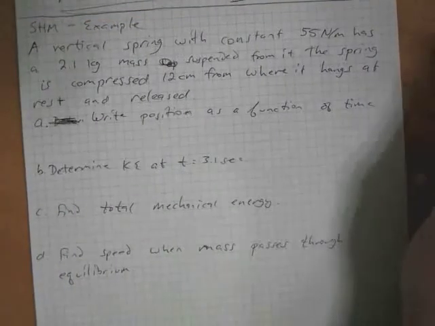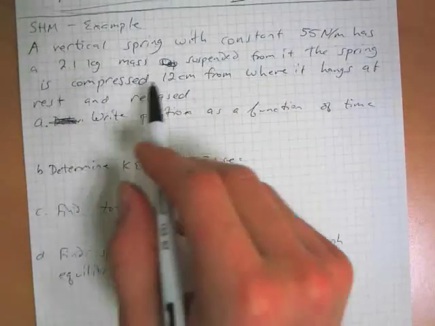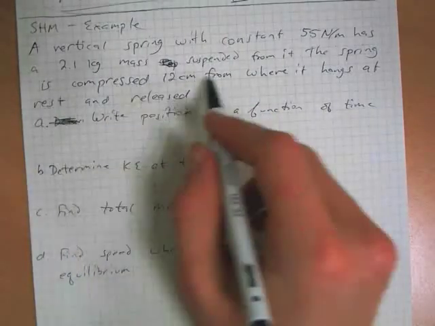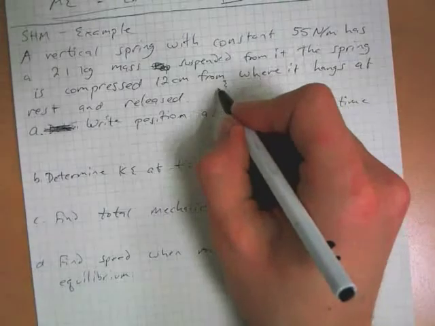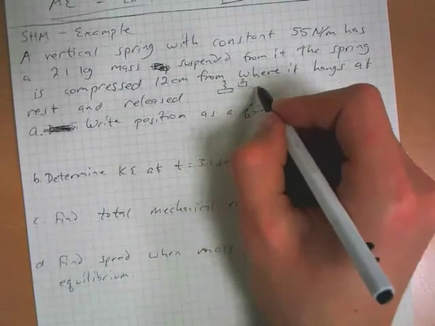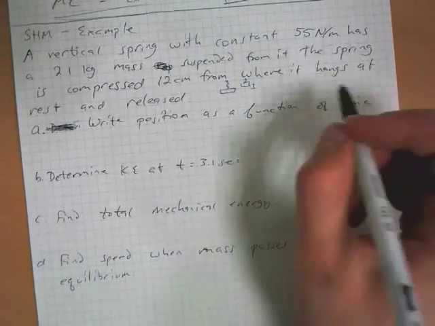As an example problem, a vertical spring with constant 55 newtons per meter has a 2.1 kilogram mass suspended from it. The spring is compressed 12 centimeters from where it hangs at rest and released. So we've got a mass, and it's picked up 12 centimeters from its starting position and then dropped.